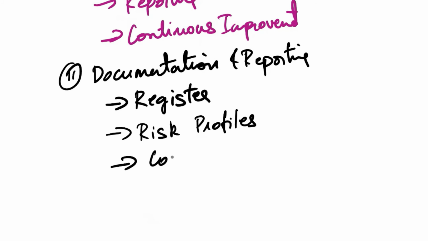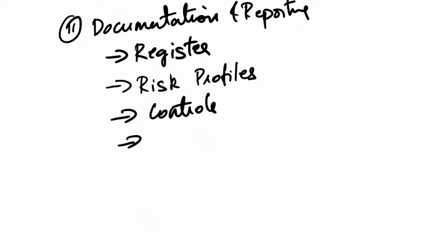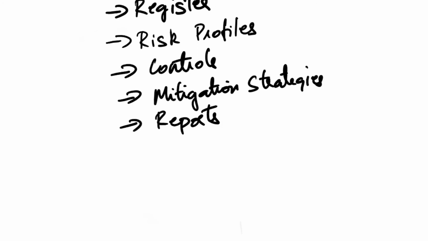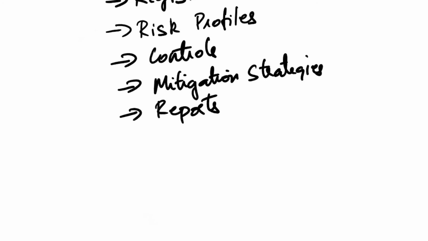Next, document security controls. Document the security controls that are currently in place for each third party. This includes information about the measures and practices they have implemented to mitigate identified risks. Next, outline the recommended or implemented mitigation strategies for each third party. This may include actions taken to address identified risks and enhance the overall security posture. Next, prepare reports that communicate the findings of the TPRM process.